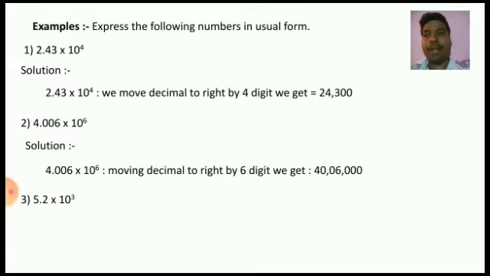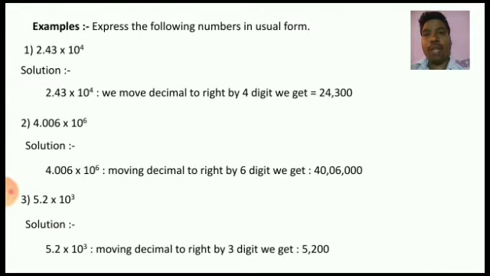The third example is 5.2 into 10 raised to 3. We have to express this number into usual form. Solution: 5.2 into 10 raised to 3 is our number. In this case, 10 raised to 3 is multiplied to 5.2, so we have to move the decimal point to the right by 3 digits, so that we get 5200. This way you solve this type of example.